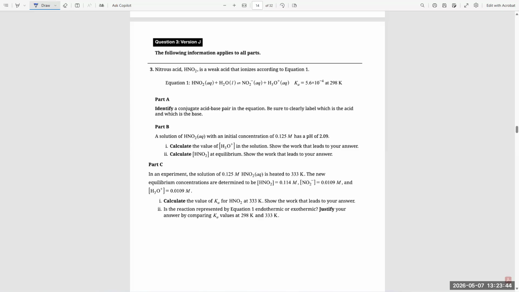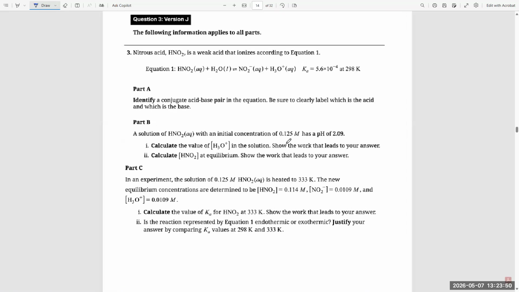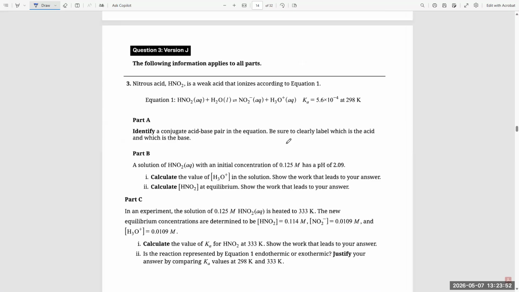Hey guys, welcome back to question number 3 of the 2026 AP Chemistry FRQ. Number 3, the following information applies to all parts. Nitrous acid is a weak acid that ionizes according to equation 1. So I'm going to stop and put on my equilibrium hat and my Ka, Kb, Kw hat.